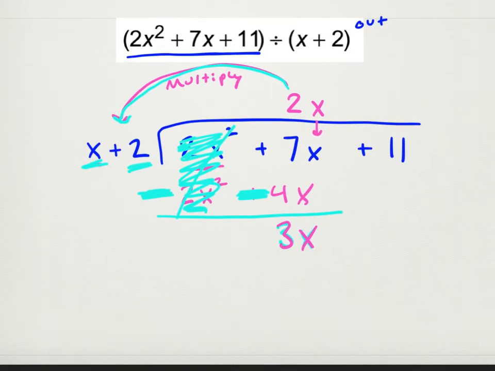All right. So now we do the same process again. We ask ourselves, what times x gives us 3x? What times x gives us 3? 3. So we put a plus 3 up top. And then we multiply. So we multiply the 3 with both things out front. So what's 3 times x? And then what's 3 times 2? 6. What do we have to do next?